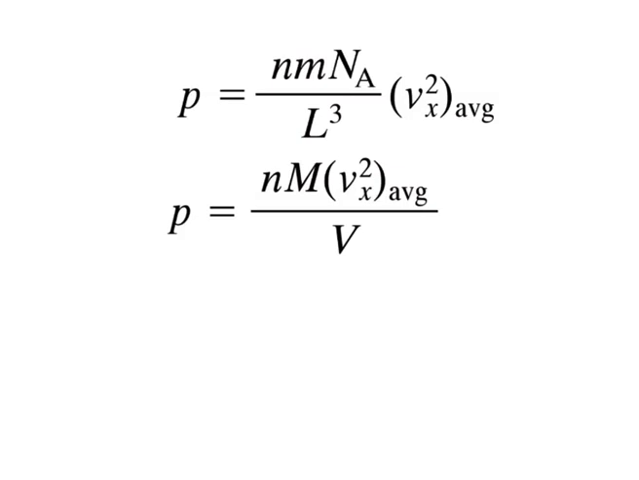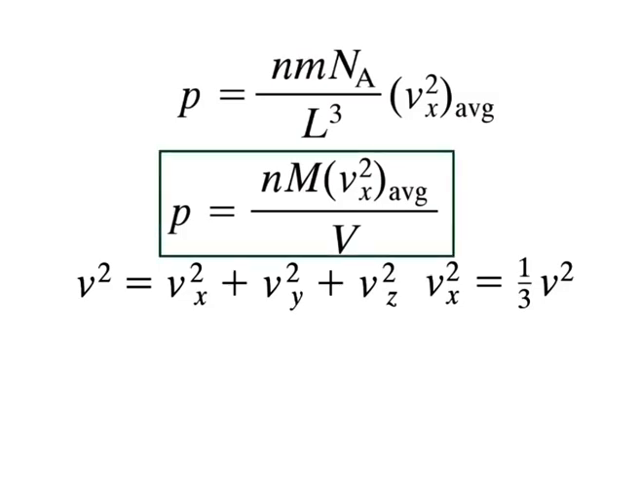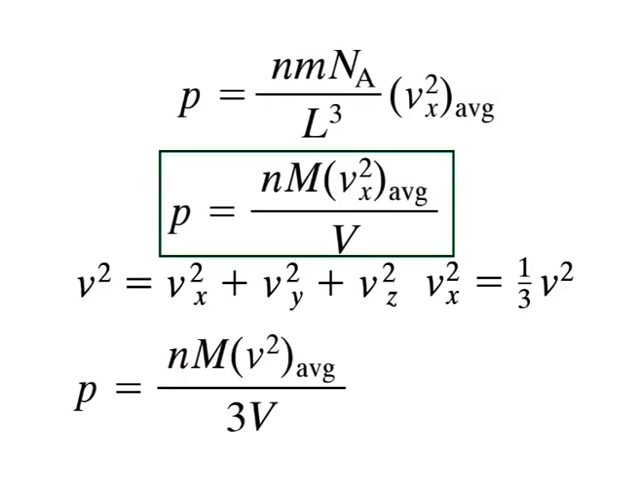For any molecule, v square is equal to vx square plus vy square plus vz square. Because there are many molecules and because they are all moving in random directions, the average values of the squares of their velocity components are equal, so that vx square average is equal to 1 upon 3 v square average. Thus, equation KT5 becomes P is equal to nM v square average divided by 3V.